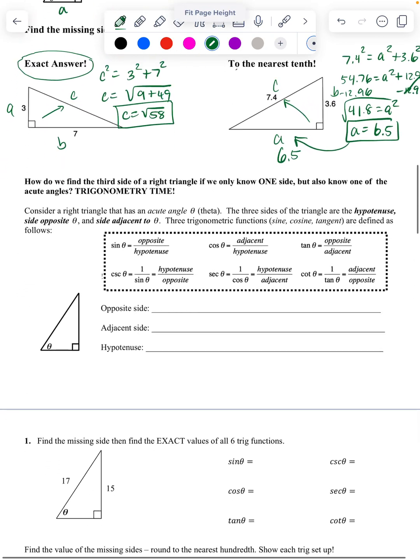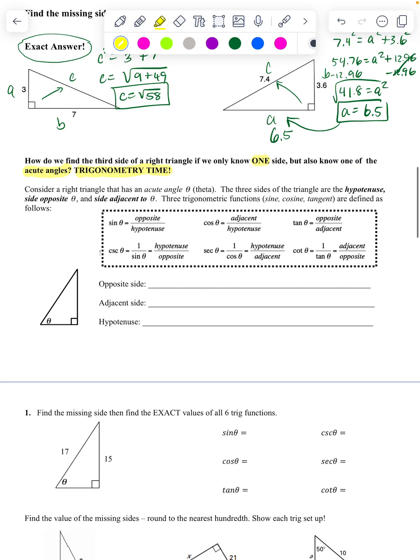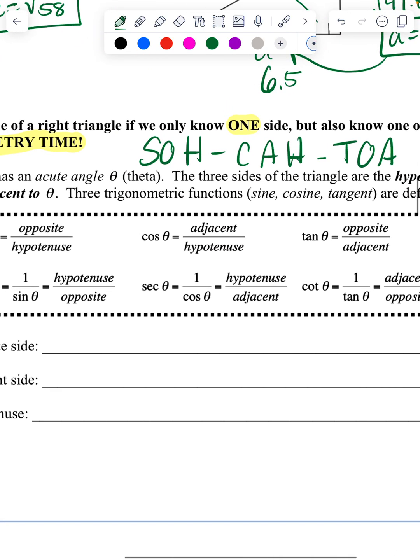Okay, so we're going to get into some triangle stuff where you can't use Pythagorean theorem because you only know one side. And if you only know one side, maybe you also know an angle, then it's time for trig. So let's revisit the concept of SOHCAHTOA. Sine is opposite over hypotenuse, cosine's adjacent over hypotenuse, tangent is opposite over adjacent. So we knew that from before.